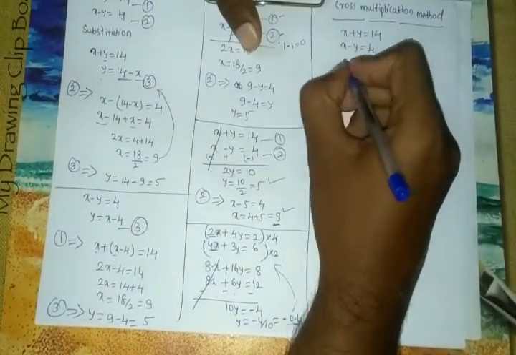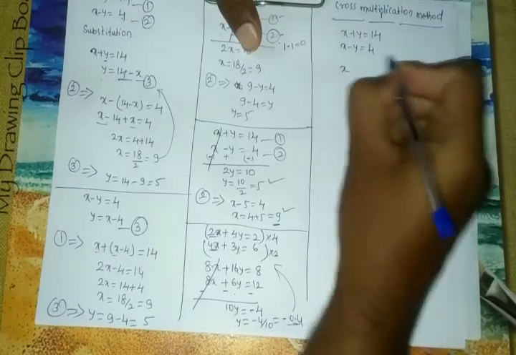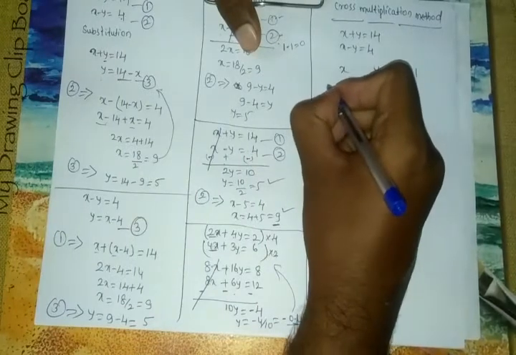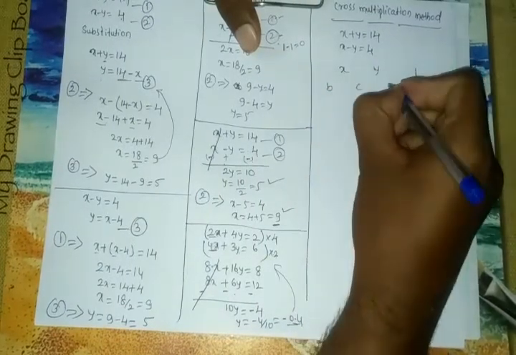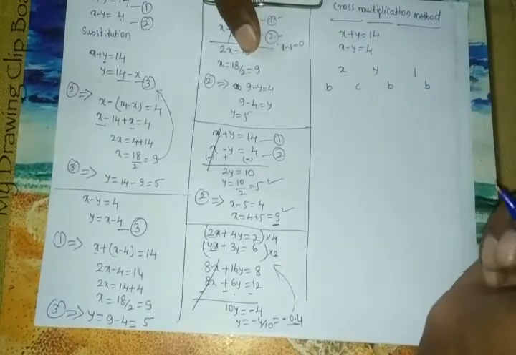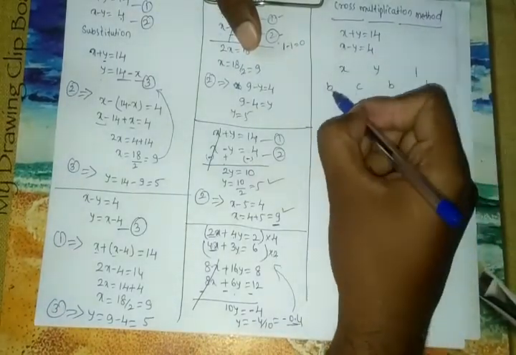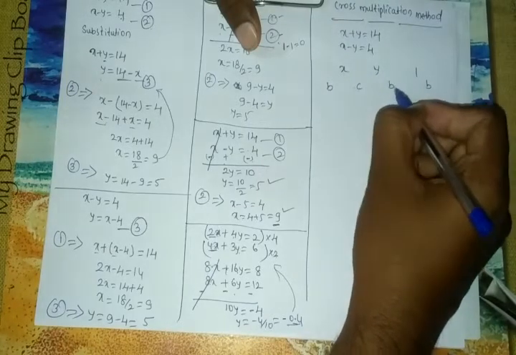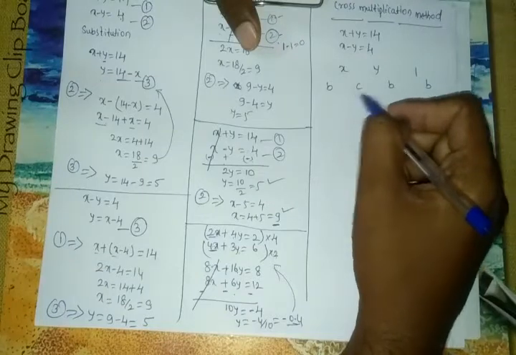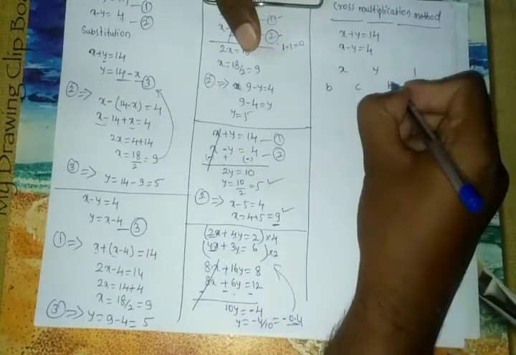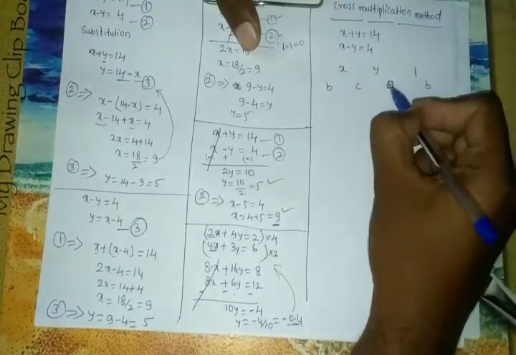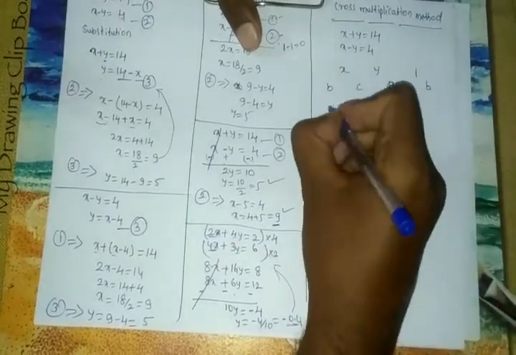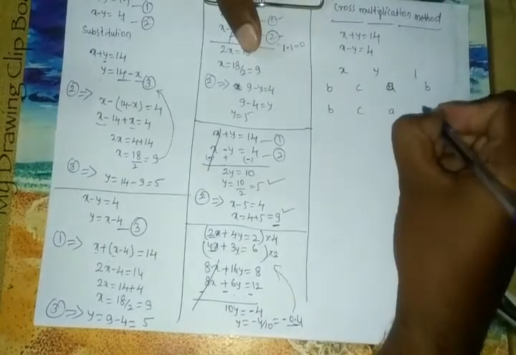The only thing we have to remember is we have to write x, y, and 1. And next, in the next line we have to write b, c, a, b. Remember, x will come in between b and c, y will come in between c and a, and 1 will come between a and b. Same thing you write in the next line, b, c, a, b.